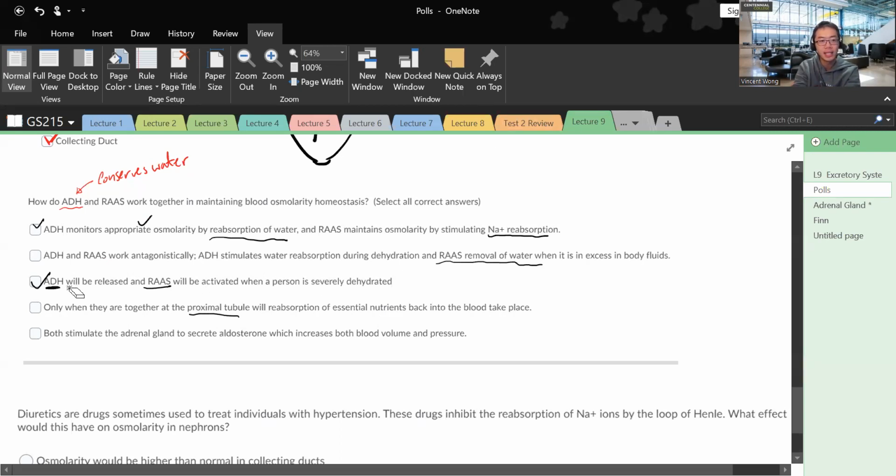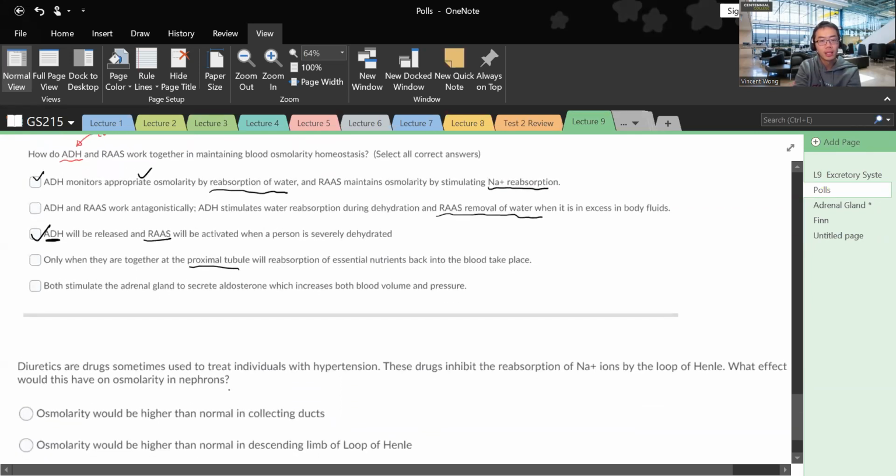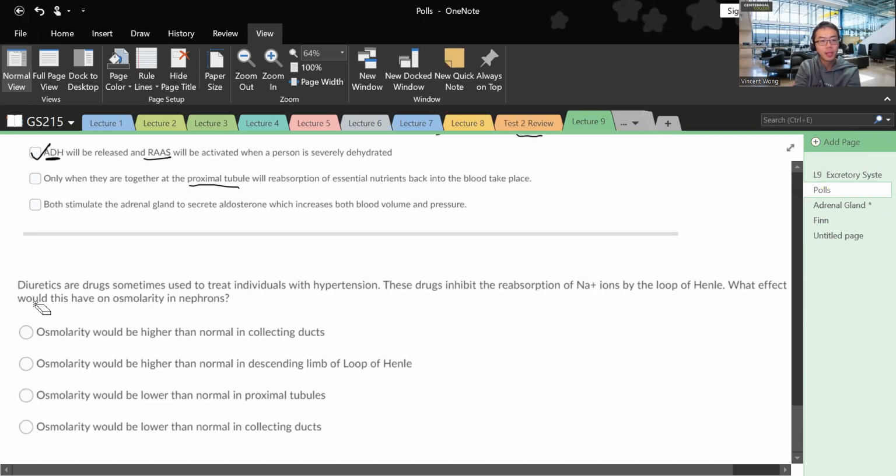The RAS and the ADH act on the distal tubule and the collecting duct way down at the end of the nephron. Both stimulate the adrenal gland to secrete aldosterone. Not true at all. ADH has nothing to do with aldosterone. Only the RAS will result in the release of aldosterone. Okay. One last part here.